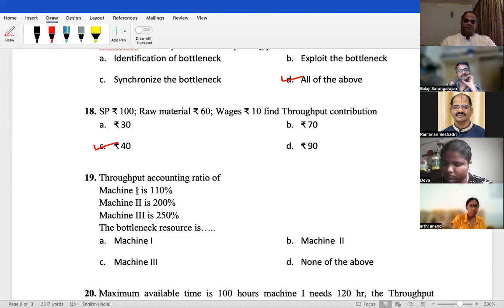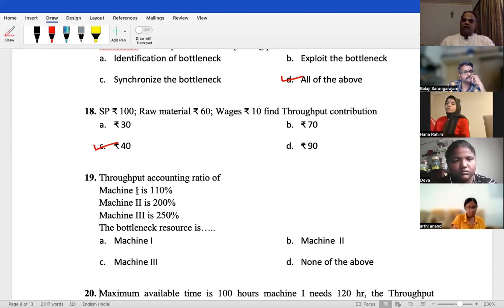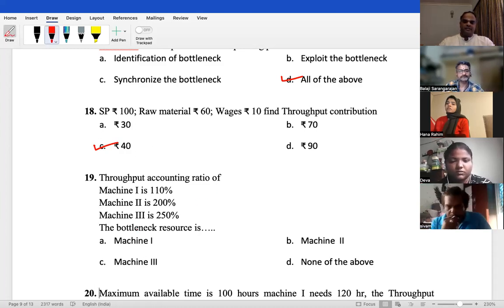Throughput accounting ratio of machine 1 is 110%, machine 2 is 200%, machine 3 is 250%. The bottleneck resource is 1, 2, 3, all of the above. Highest of the throughput accounting ratio is the bottleneck resource. Therefore, machine 3. C is the answer. Are you with me? Highest of the throughput accounting ratio is the bottleneck activity.